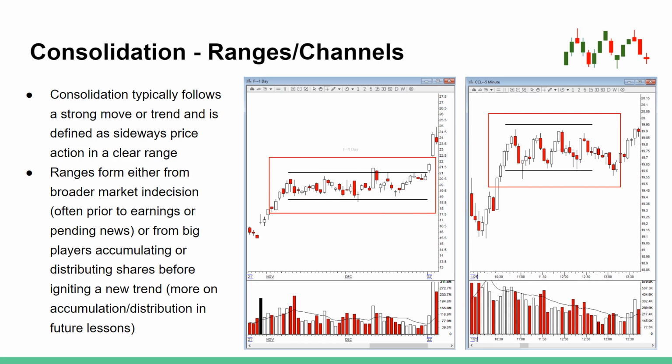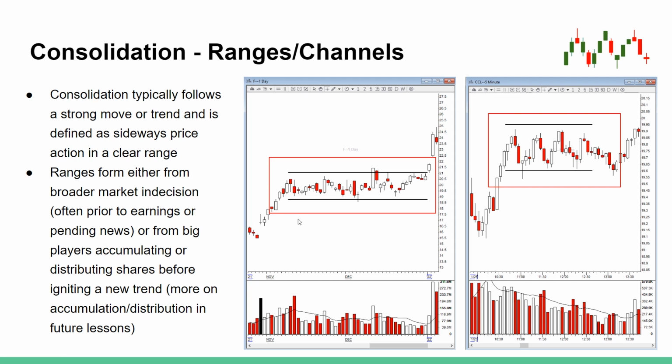The next cycle that we're going to talk through is consolidation. This is commonly referred to as ranges or channels. You'll also potentially hear it referred to as chop sometimes in the market. And typically it is following a strong move or the end of a trend and is defined as sideways price action in a pretty clear range.